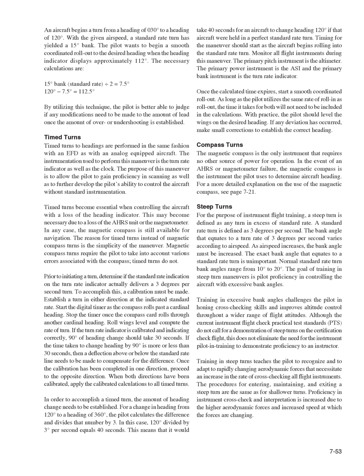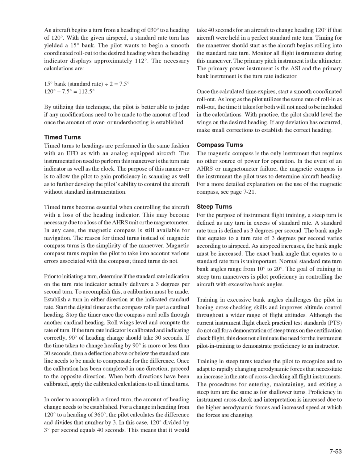The reason for time turns instead of magnetic compass turns is the simplicity of the maneuver. Magnetic compass turns require the pilot to take into account various errors associated with the compass. Time turns do not. Prior to initiating a turn, determine if the standard rate indication on the turn rate indicator actually delivers a 3 degrees per second turn. To accomplish this, a calibration must be made. Establish a turn in either direction at the indicated standard rate. Start the digital timer as the compass rolls past a cardinal heading. Stop the timer once the compass card rolls through another cardinal heading. Roll wings level and compute the rate of turn.